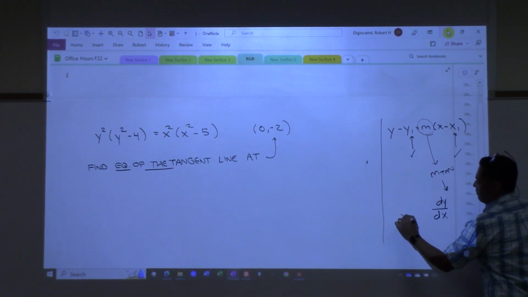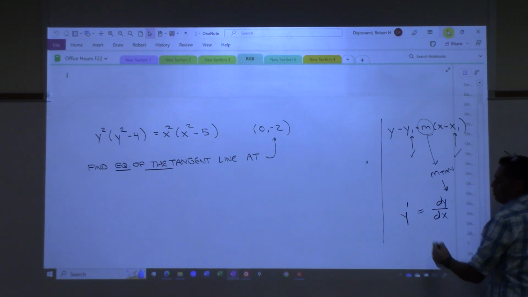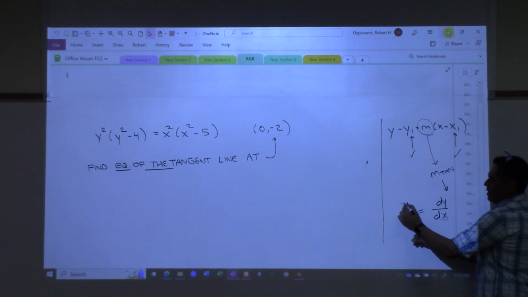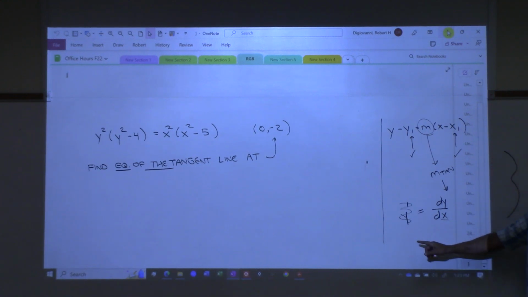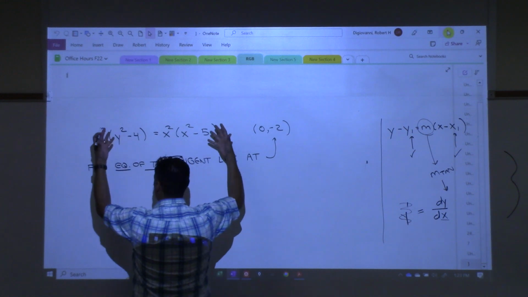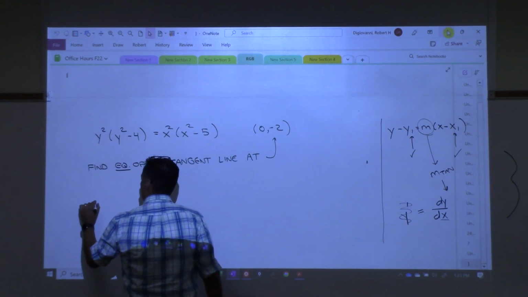It used to be y prime, but the problem with y prime is that it didn't show us the independent variable. So we switched away from this notation in this section on implicit differentiation and switched to this notation. So we're going to differentiate this equation on both sides with respect to x.